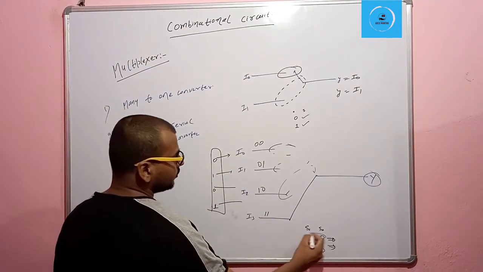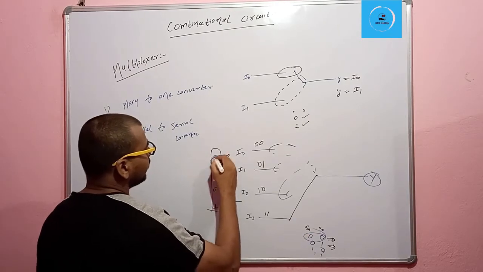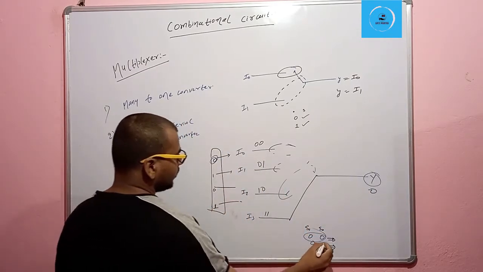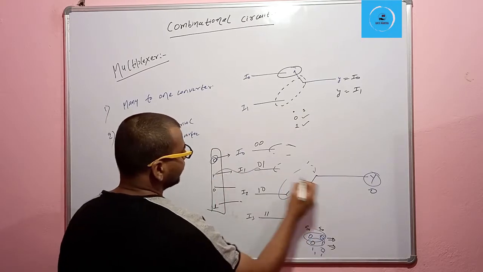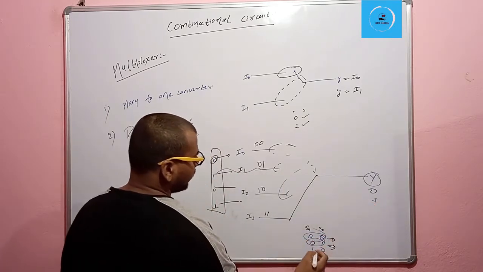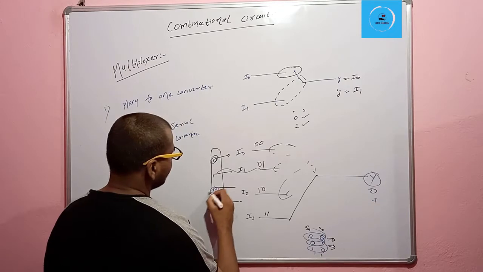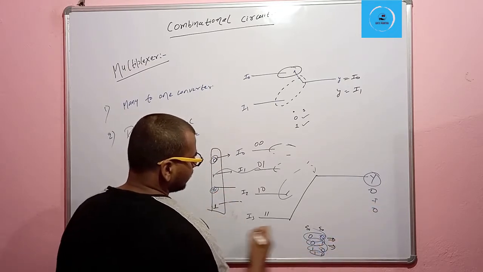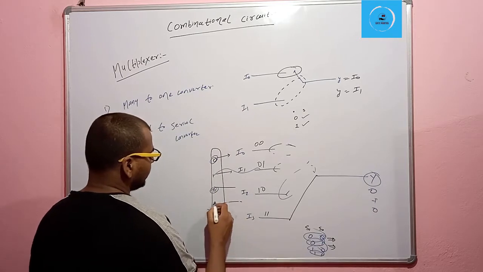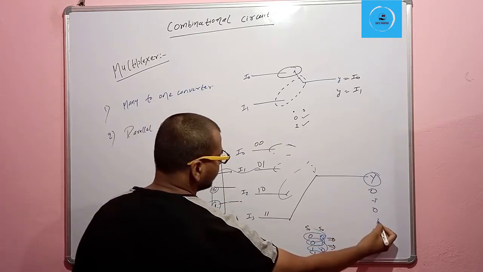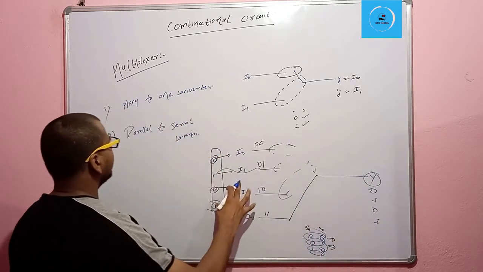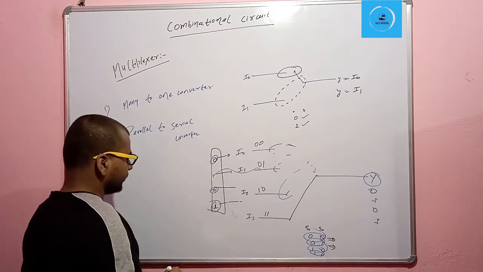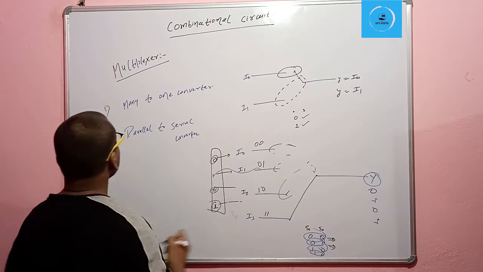So when the switch is 0 0, then the 1 then 0 present at the input will appear at the output. When it is 0 1, then this 1 will be present at the output, and when it is 1 0, then this 0 will be present at the output. And when the select key is 1 1, then this 1 is present at the output. So from here we can see that it is a parallel to serial converter.